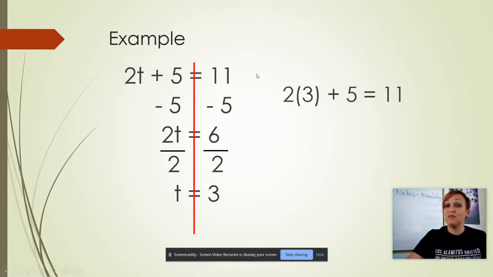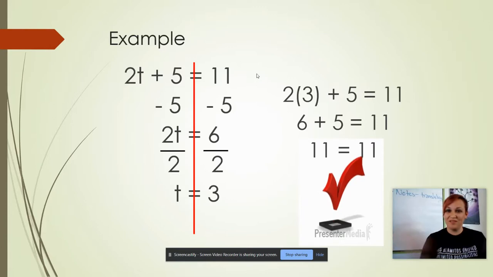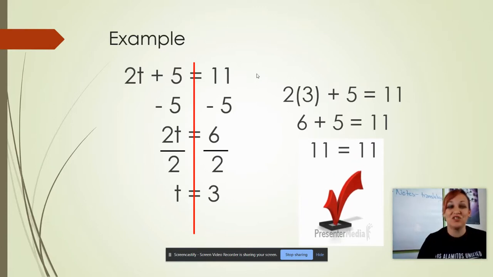Since we're going back to simplifying, I will now use my order of operations, which says I should multiply first and I should add second. I got 11 equals 11. That's the reflexive property. That's a true statement. So I did a good job. And the final answer to this problem is, in fact, the number 3, like I thought it was. This is how you can check your work without asking me if you got the right answer.